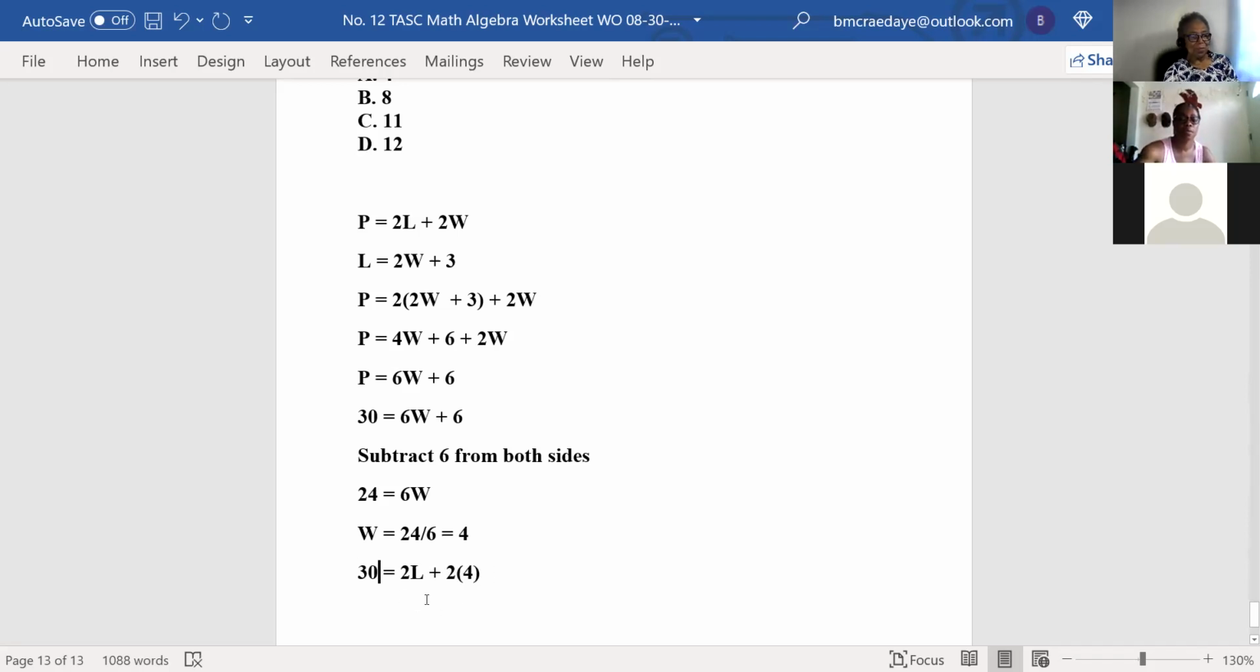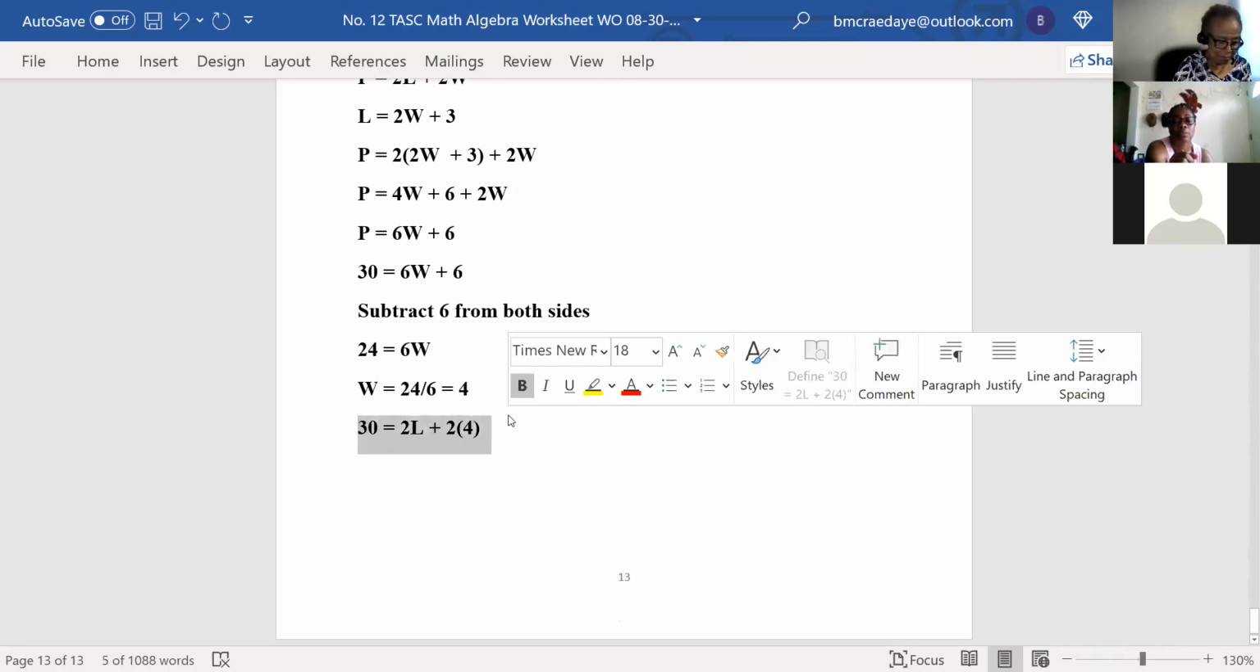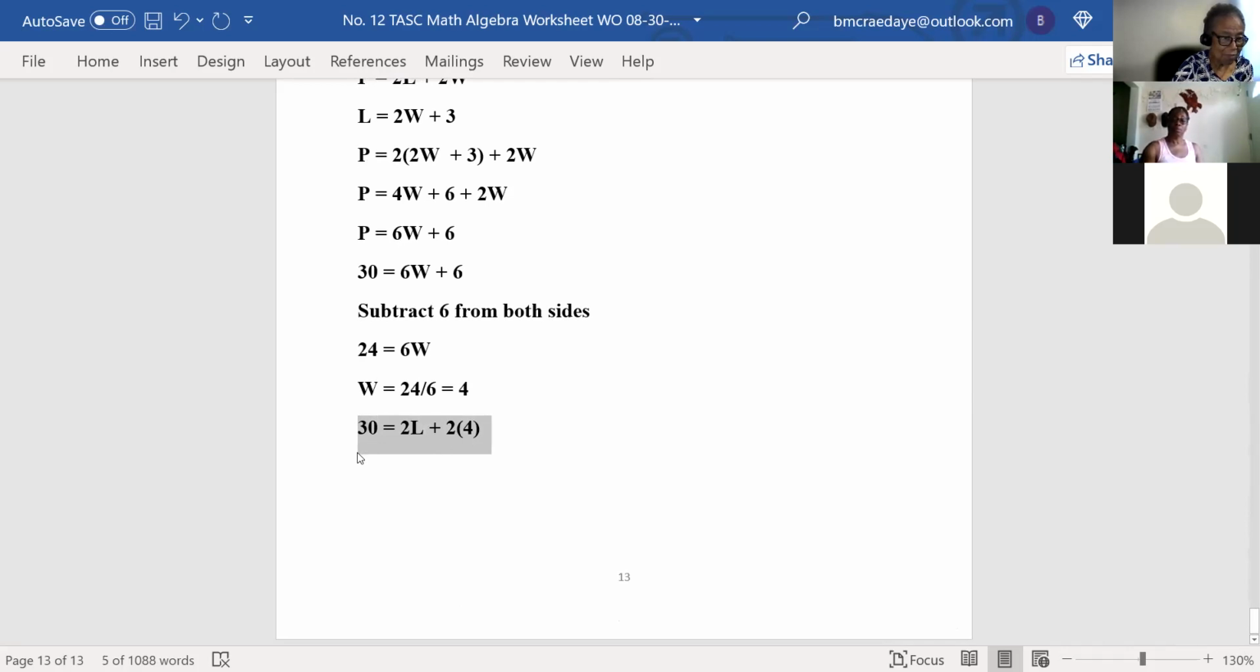So what's the answer? 2 fours are 8. So this will be 8. 2 times 4 is 8. And then what do you do next? We subtract 8 from both sides. Excellent. Subtract 8 from both sides.